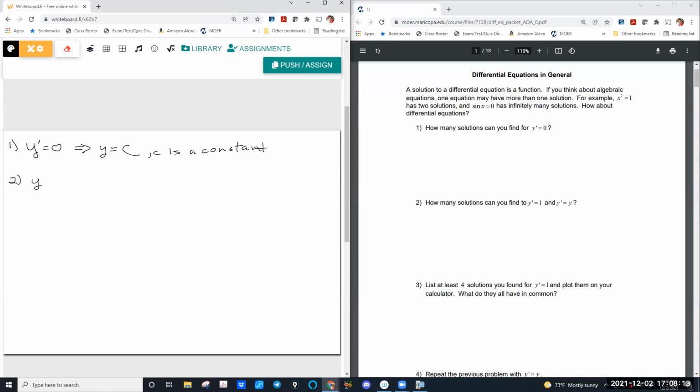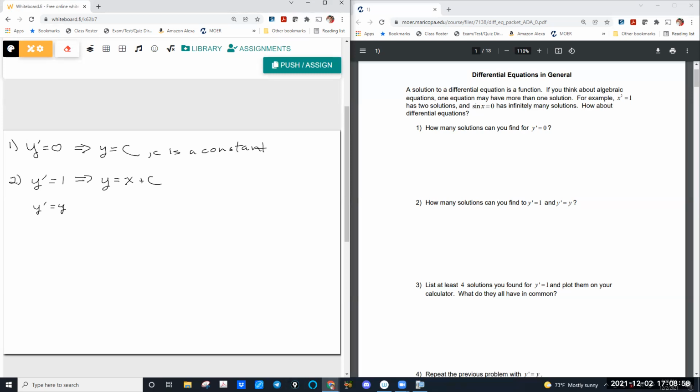What about something like y prime equals 1? How many solutions do you think that has? So yeah, same thing, right? Now, for this, what does this mean? This means we have a slope of 1. So now we would say, okay, well then y equals x plus c, where c is again a constant. Like I said, guys, when you were doing antiderivatives back in Calc 1, you were technically solving differential equations.